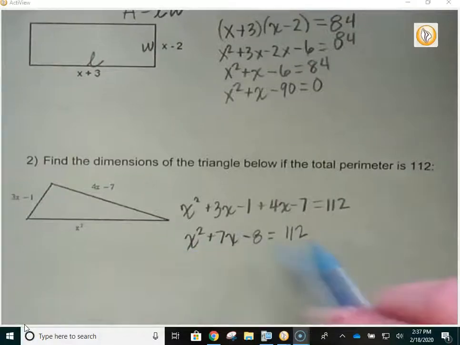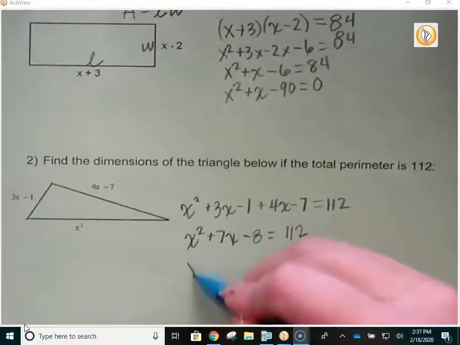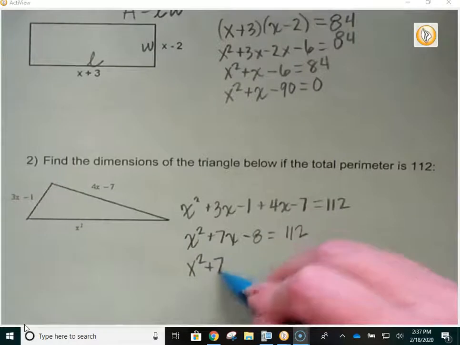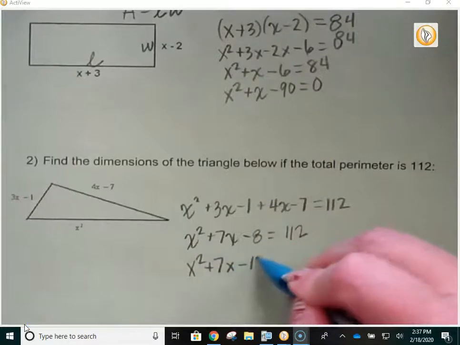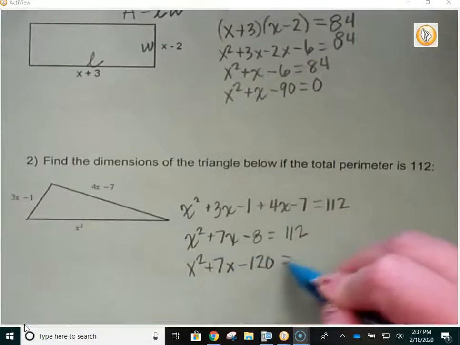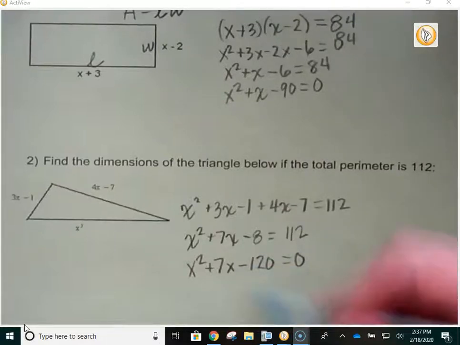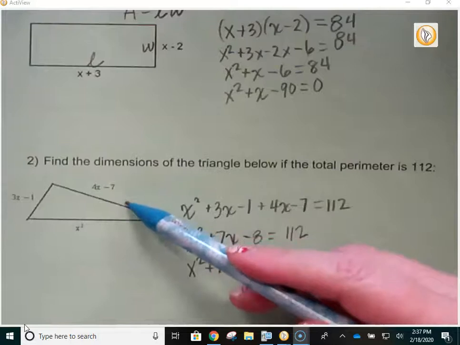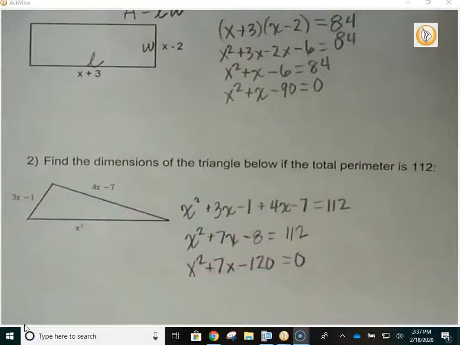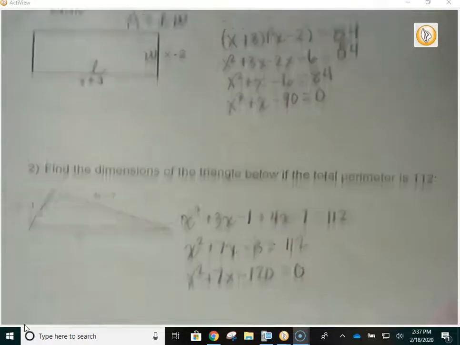So, combine like terms, then you get it equal to 0, and you could either solve by factoring, solve by graphing, or the quadratic formula. And again, once you get your answers, make sure they work, because we can't have negative lengths of the sides of a shape.